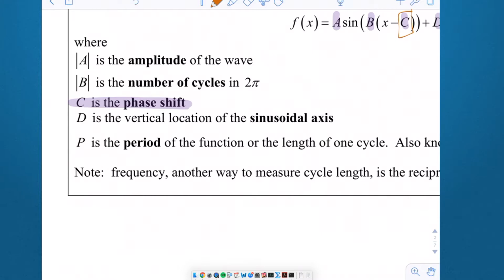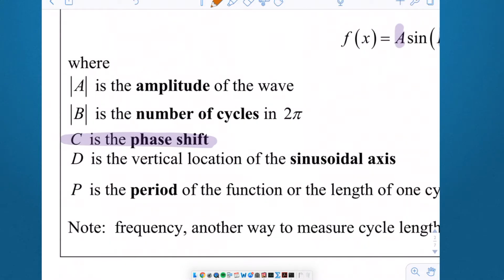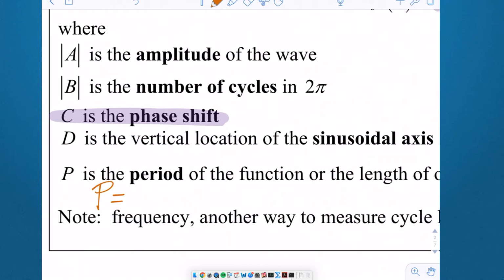Okay, now, if the period is the length of one cycle, and B is going to stretch or compress it, the number of cycles in 2 pi, how can we figure out what the period is by knowing what B is? If B is the number of cycles always in 2 pi, and the period is the length of the cycle, what if B were 2? What happened to the period? If now I'm seeing 2 full cycles between 0 and 2 pi, the period used to be 2 pi, but now I have to see 2, so what happened to the period? It's half as big. So it's 2 pi divided by 2, or pi units.